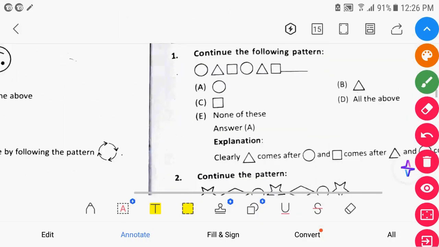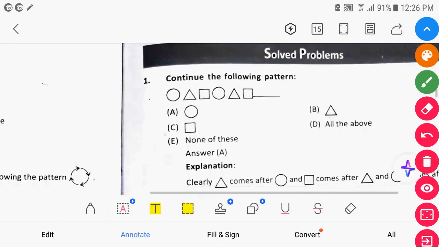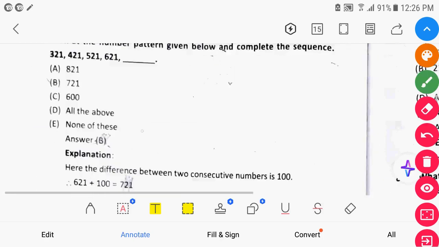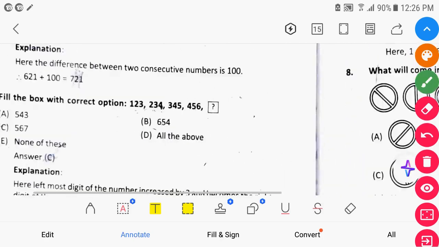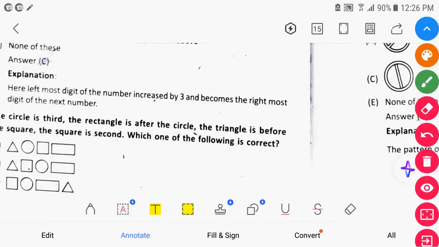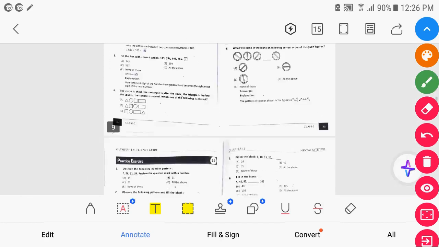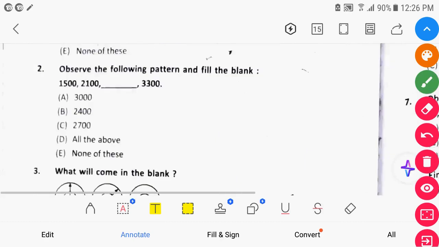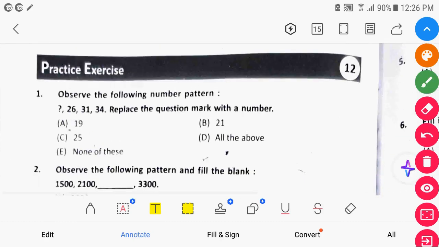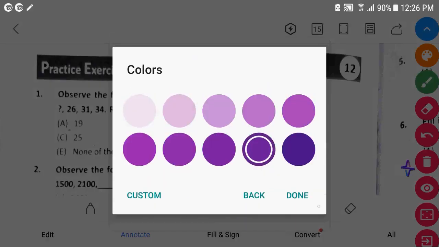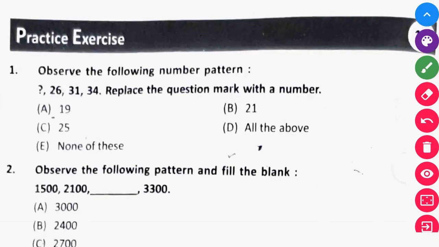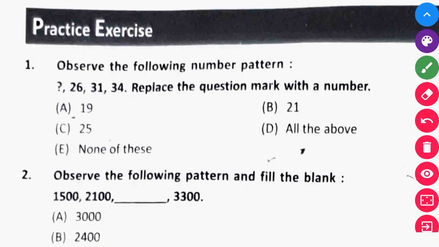Okay, now we'll directly solve the problems, I think, because in the solved examples the answer is given. I will directly go to the practice exercise. Now see, you have to observe the following number pattern and find out the missing number. See which number is replacing the question mark.